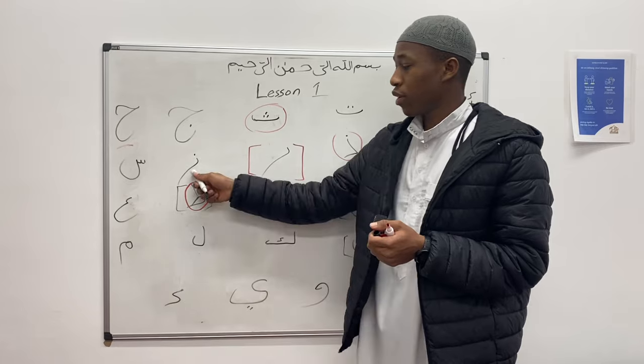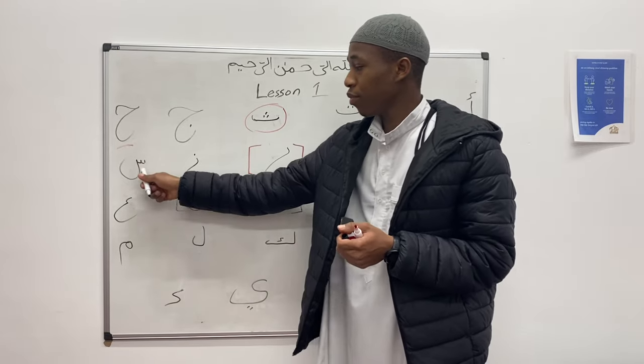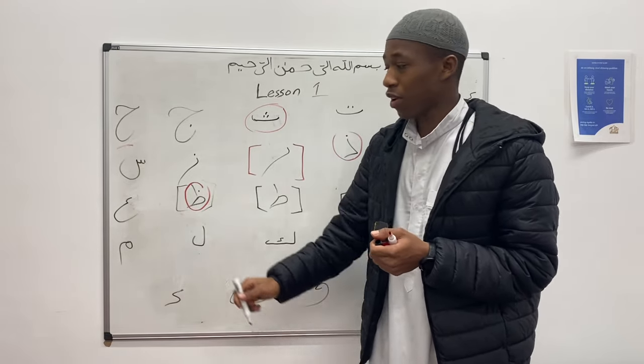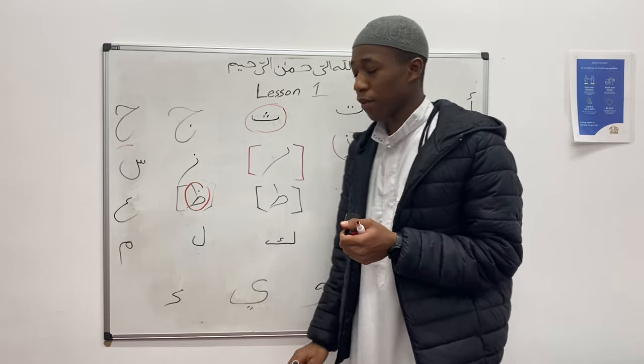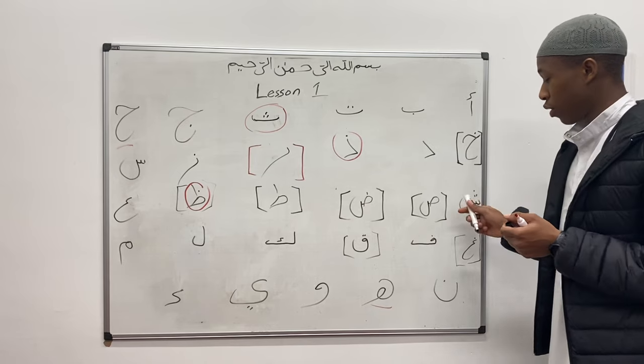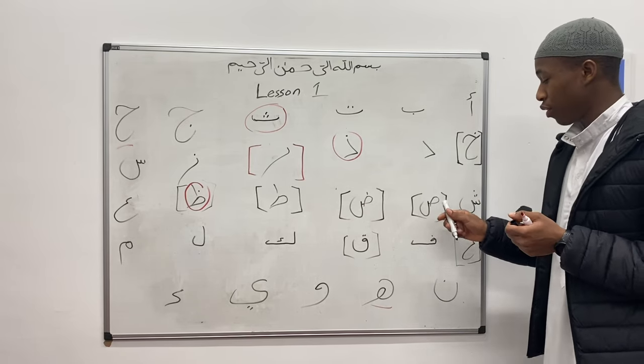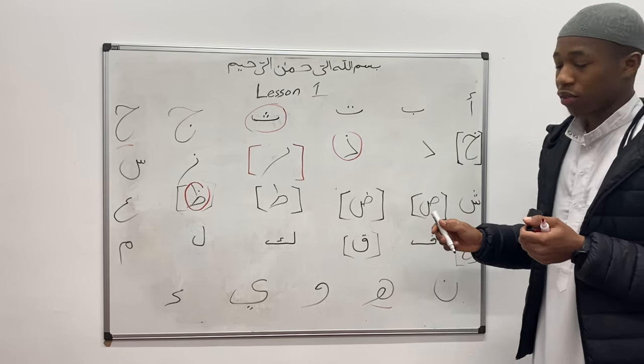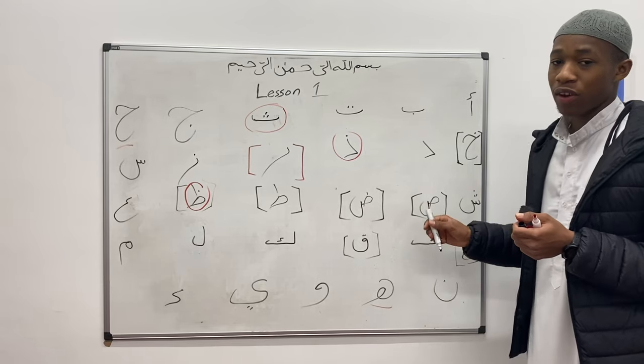Zai. Seen, just like you are smiling. Sheen, this one you bring more air. Sad, sad also is part of the huruf al-mufakham.